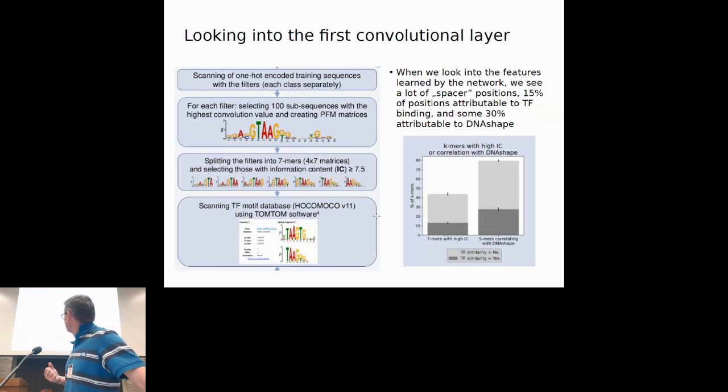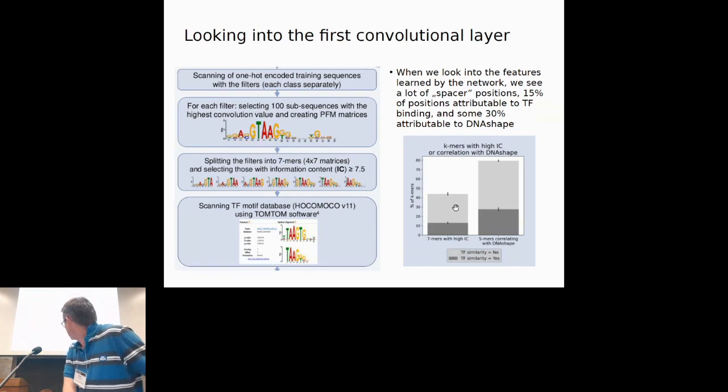But the thing we've looked more into, and maybe this was interesting to me and to some of you as well, was trying to understand what those convolutional filters are actually representing. So what are these networks basing their prediction on? As many other people before, we've looked into the PWM-like, motif-like representation of those filters. We split them into smaller ones and then compared them to transcription factors, and many of them match. And there's some information in that.